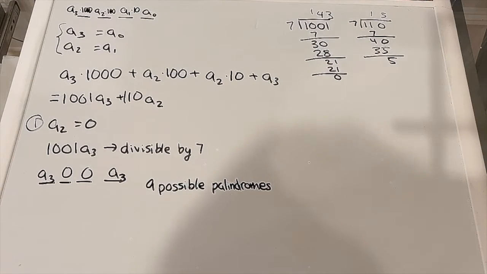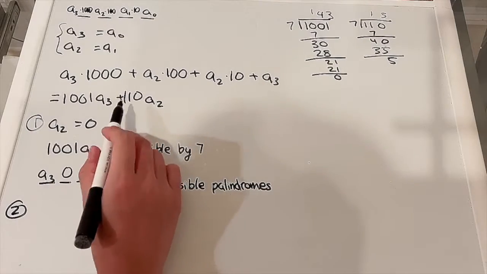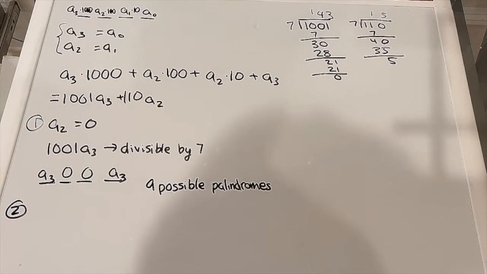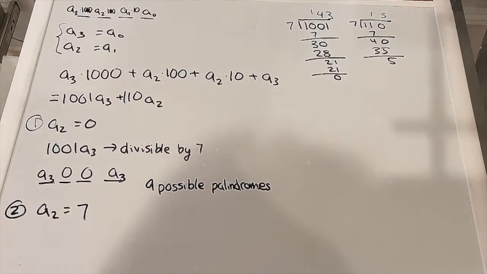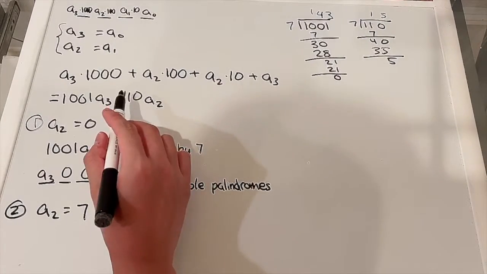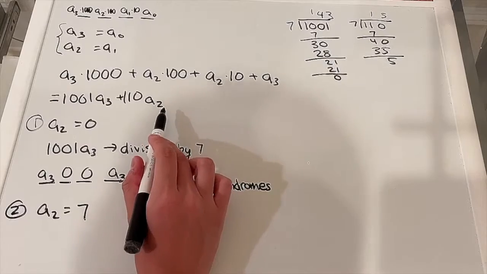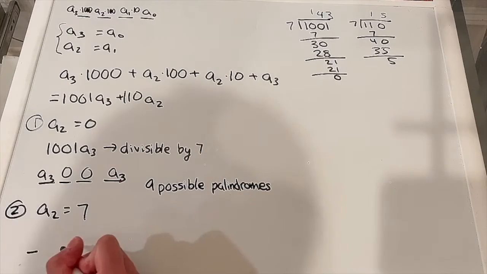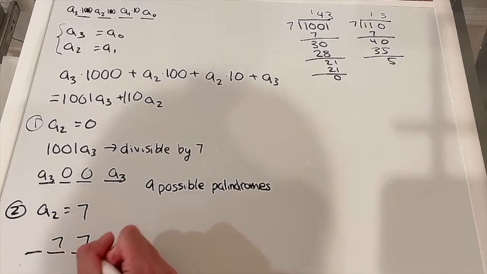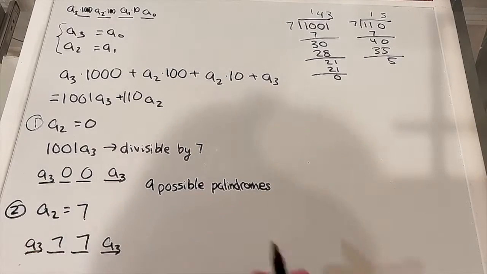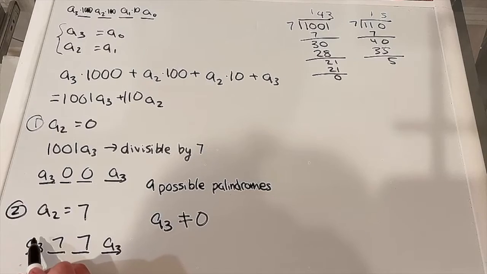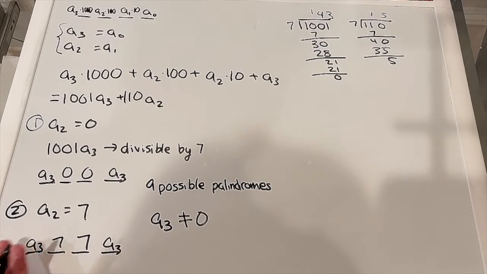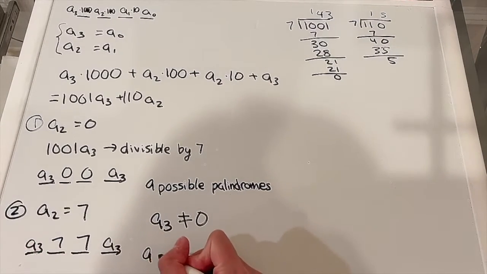Okay, so what about when A2 is not equal to 0? What number can A2 be so that 110 times A2 is divisible by 7? Well, A2 can only be 7, because since 110 is not divisible by 7, for this number to be divisible by 7, then it has to be 7. So if A2 is equal to 7, then the two 7s are in the middle, and these would be A3. Again, A3 cannot equal 0, or else the first number would be 0, and this would be a 3-digit number. So again, there are 9 possible palindromes.